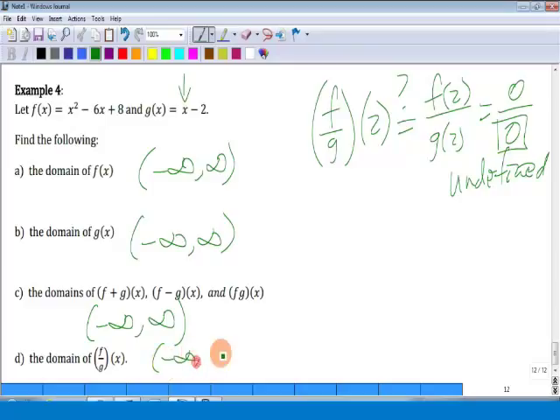So everything to the left of 2 is good, and everything to the right of 2 is good. But 2 itself is not good because it makes the denominator 0, and we can't have that. So we have to exclude the number that makes the denominator 0.